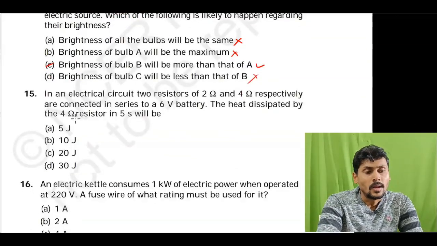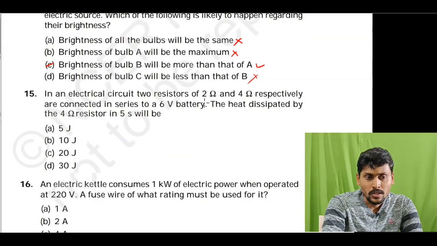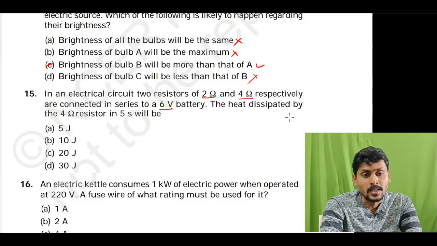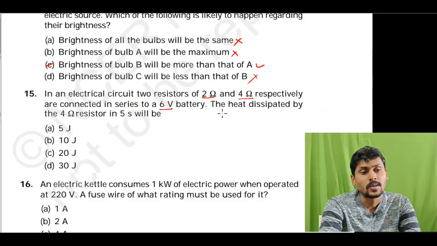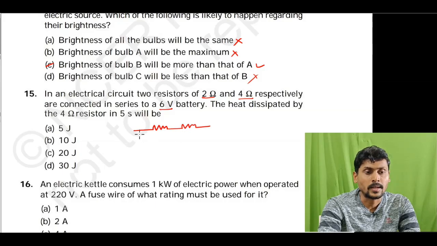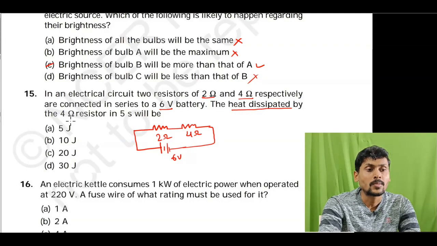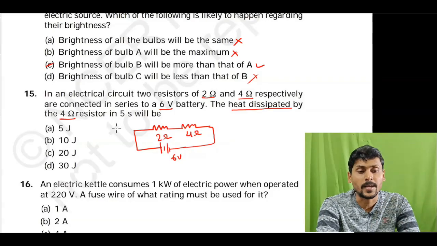Next question. In an electrical circuit, two resistors of 2 ohm and 4 ohm respectively are connected in series to a 6 volt battery. The heat dissipated by the 4 ohm resistor in 5 seconds will be dash. So you have 2 resistors, one of 2 ohm and the second of 4 ohm, connected in series to a 6 volt battery. So what you have to calculate is the heat dissipated by the 4 ohm resistor in 5 seconds.